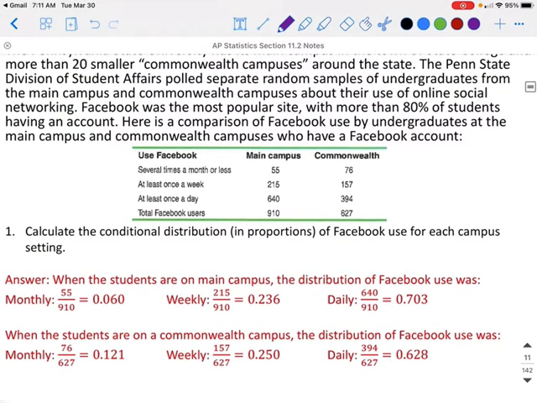So we'll look at different types of settings. When students are on main campus, we're going to look at their monthly, weekly, and daily use. So out of the 910 people that were polled on main campus, 55 of them say they use Facebook monthly, 215 say they use it weekly, and 640 say they use it daily, or about 6% use it monthly, about 24% use it weekly, and around 70% use it daily. For the Commonwealth campus, they surveyed 627 students. 76 of them said they use it monthly, or about 12%. Weekly is about 25%, and daily is about 63%.